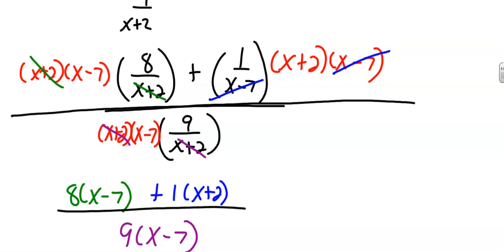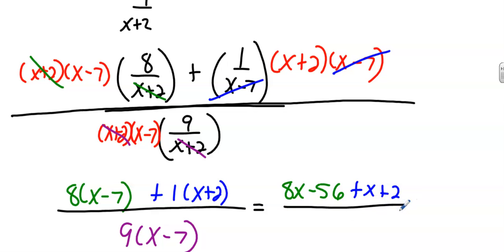Okay, so we've multiplied everything through by the least common denominator. Now you've got just a simple numerator and one denominator, and then just simplify each part of it. You've got 8 times x minus 7, so we'll do 8x minus 56. 1 times x plus 2, that's just x plus 2. And on the bottom, we get 9x minus 63.